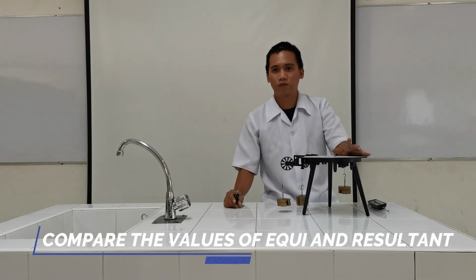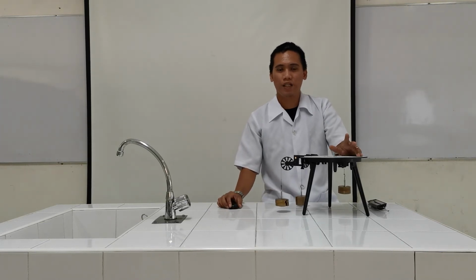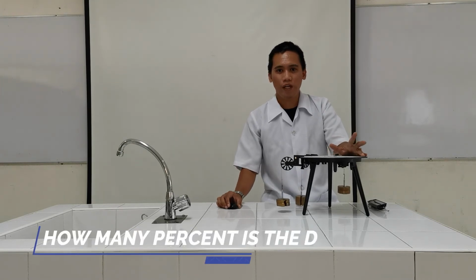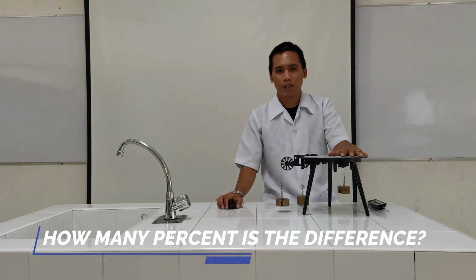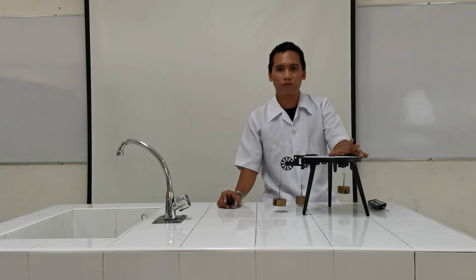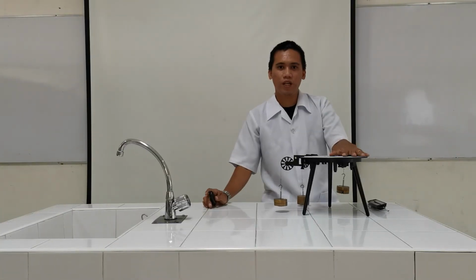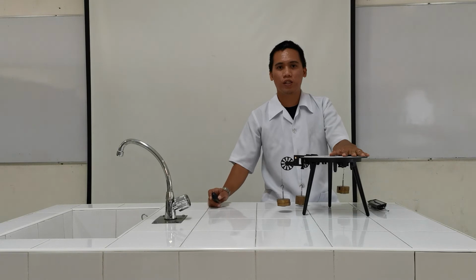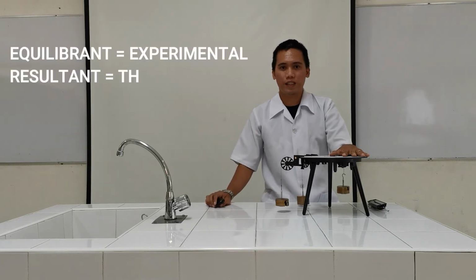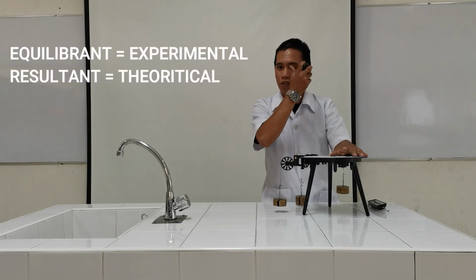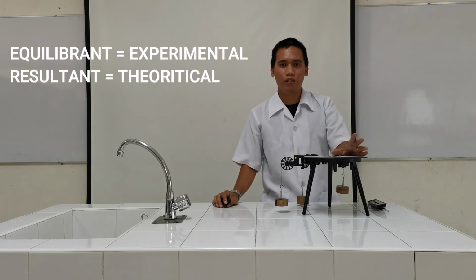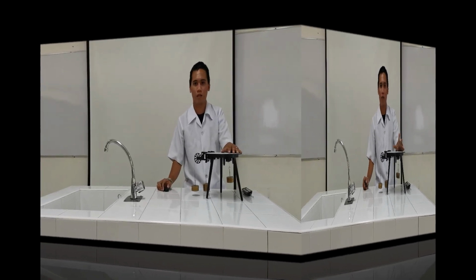So what have you observed on their values? Are they the same values or are they different? So how many percent is their difference? To compute the percentage of their difference, we will use the percent error. Using the formula of percent error, compute using the equilibrium as your experimental value and the computed resultant as the theoretical value.